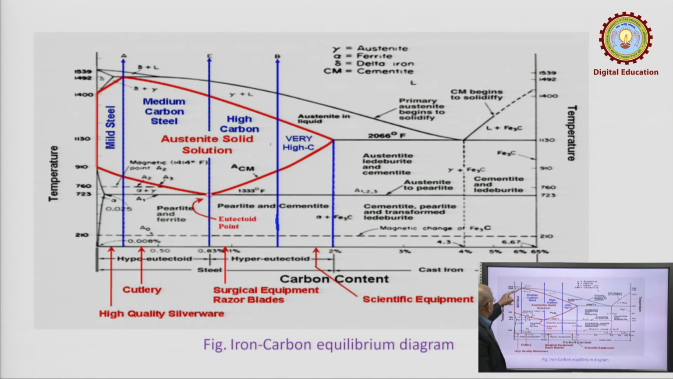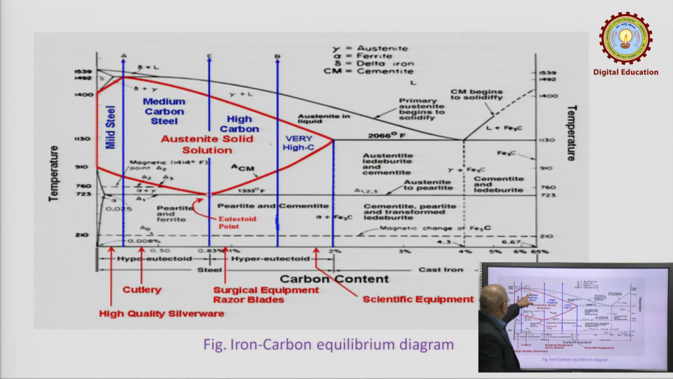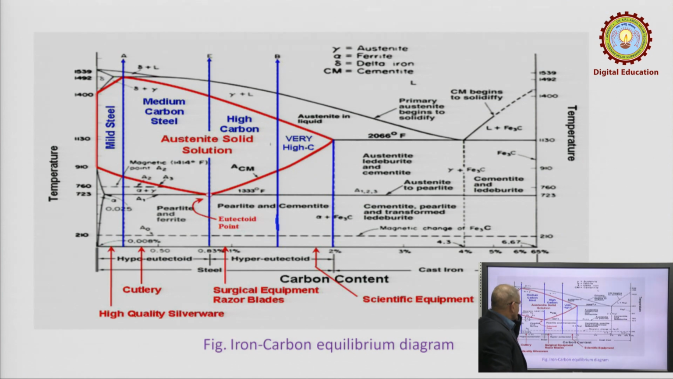On the lower side this will be a mixture of delta plus gamma, that means in this small region the material is available as a mixture of delta iron and gamma iron. When you cool it down beyond this, you reach this region, which is completely austenitic structure, that means it is completely austenite. Between this solidus line and the liquidus line, it is a mixture of austenite plus liquid phase, gamma plus L. Similarly, here it is liquid phase plus iron carbide, Fe3C.